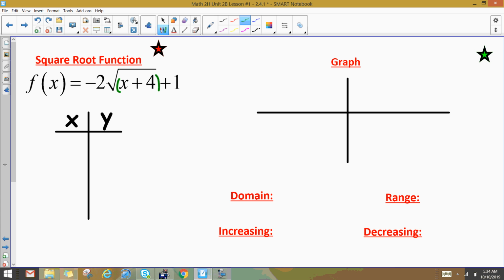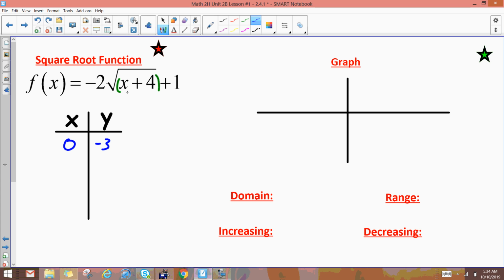If I don't know what something looks like, I'm just going to pick values. But I'm going to try to pick values that make sense. So in the last problem, we put in a 0. Let's see if 0 makes sense. Well, 0 plus 4 is 4, and the square root of 4 is nice. So I'm going to use 0 as one of my numbers. The square root of 4 is 2. 2 times negative 2 is negative 4. Negative 4 plus 1 is negative 3.